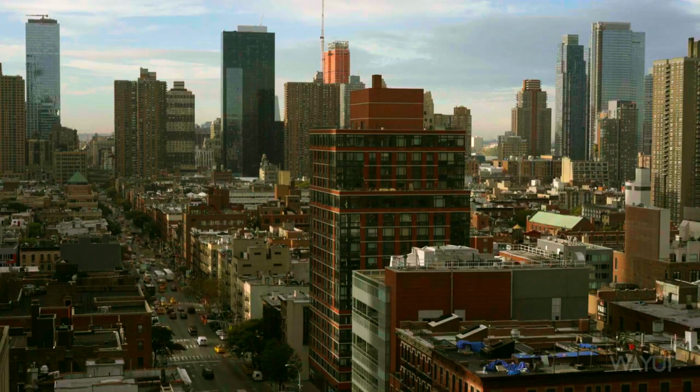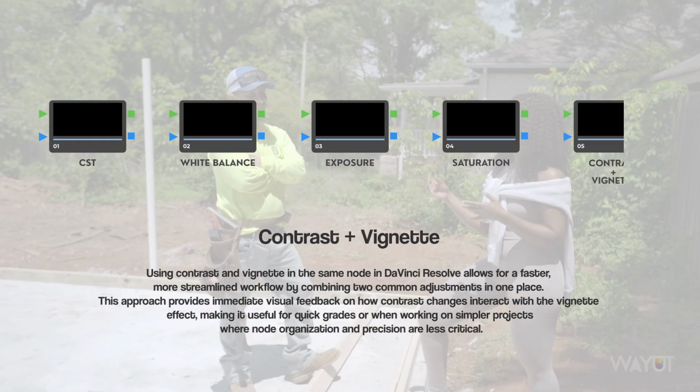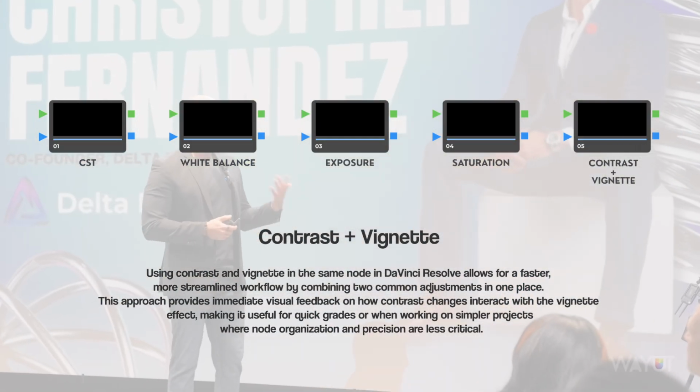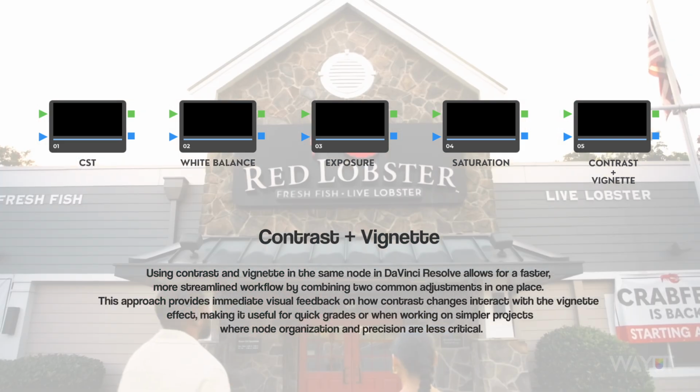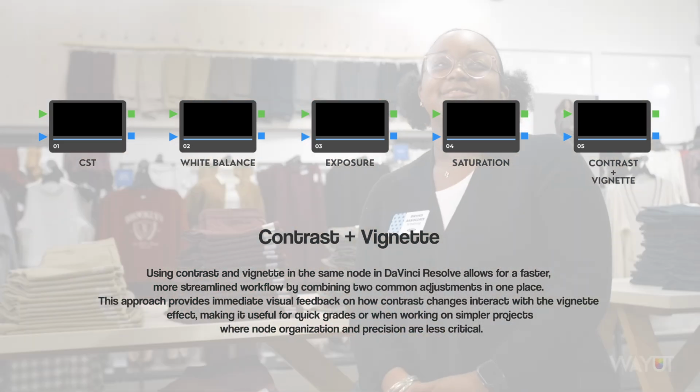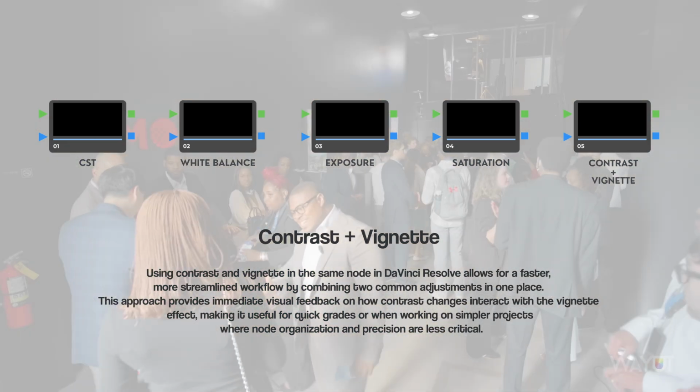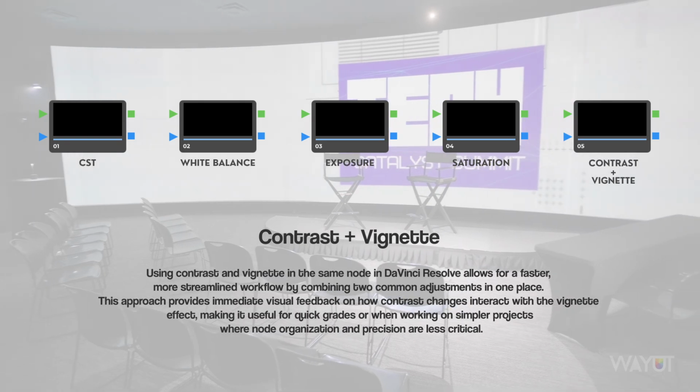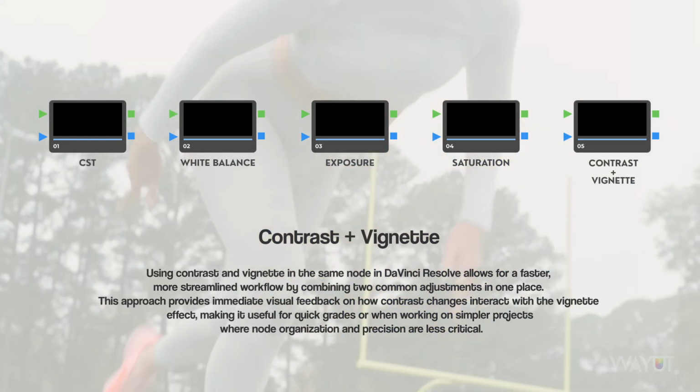Last thing, additional contrast and finishing touches. This step is for creative refinements. You might add subtle contrasts or vignettes, tweak specific hues, or stylize the footage to match your vision. Doing this last ensures all technical corrections are in place so your creative choices don't compromise image quality.